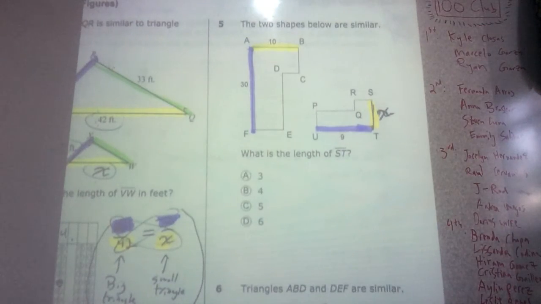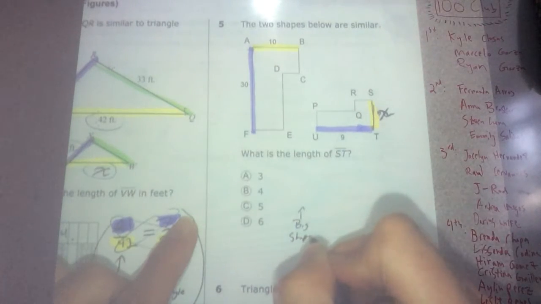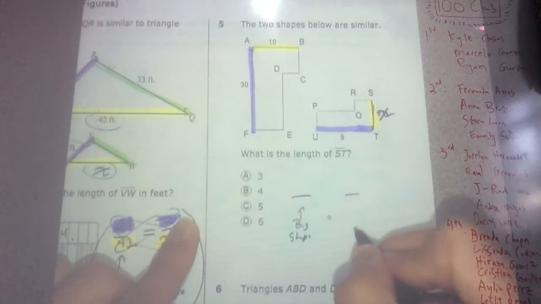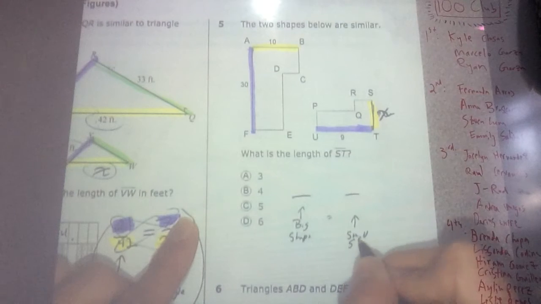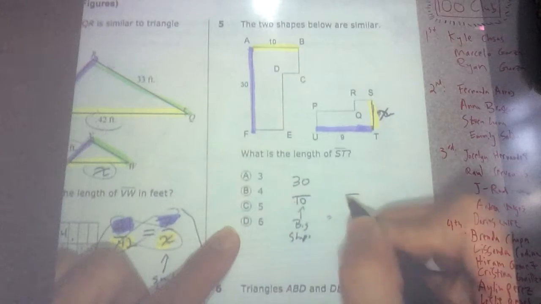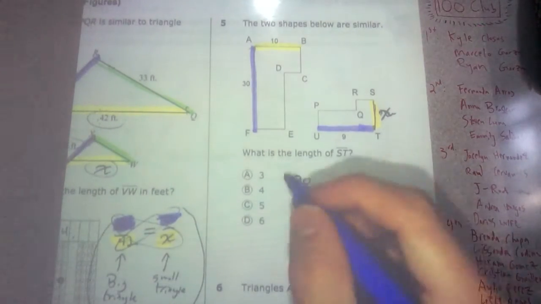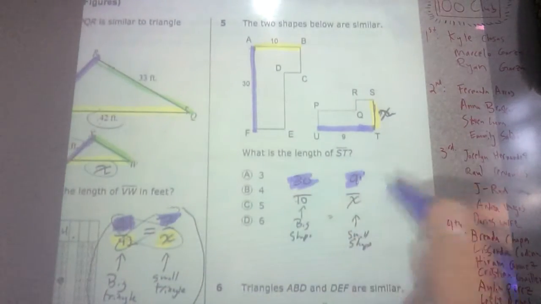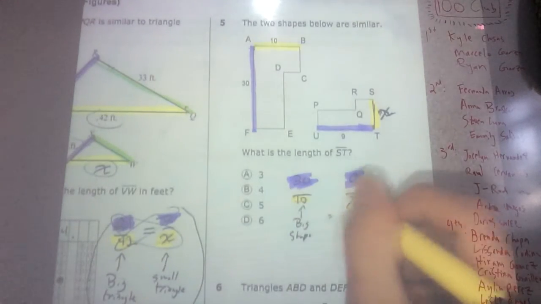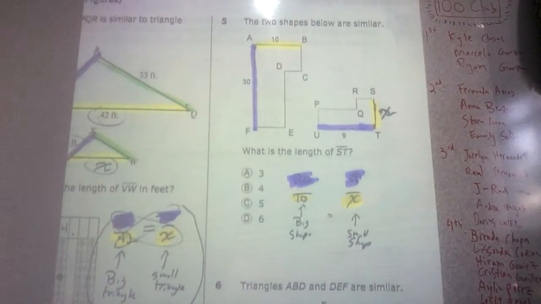Now to set up this proportion, I can do big shape is equal to the ratio here of the big shape, then here I'll have the small shape. So I can have the purple, 30 over 10 is equal to 9 over x. Let me show you why. So the purple here, and the purple here, and then the yellow here, and the yellow here. And then you'll be able to solve for this proportion.